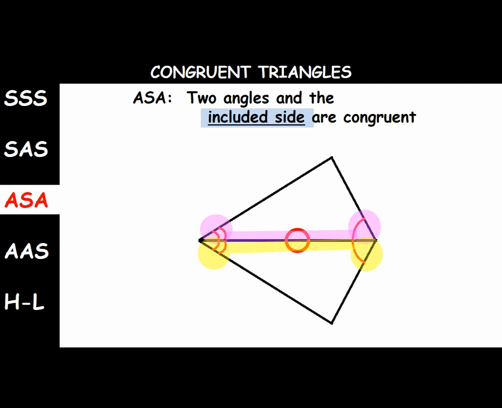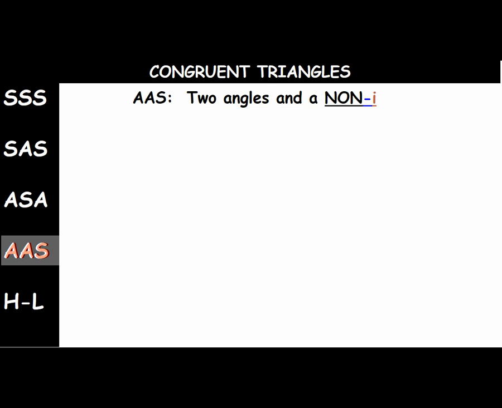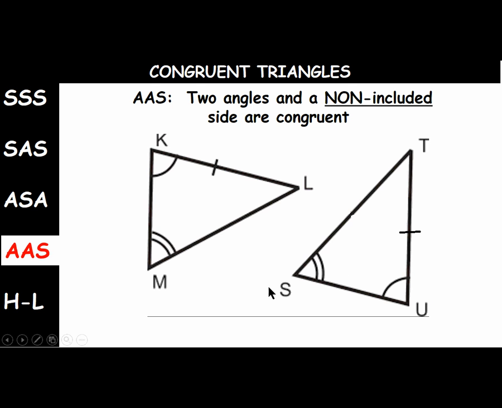This is angle, side, angle. All right, the other one, angle, angle, side. It's two angles and one of the sides that's not in between them, a non-included side. So here in these two triangles, we have this side, but it's not the side that connects the congruent angles. This is angle, angle, side.